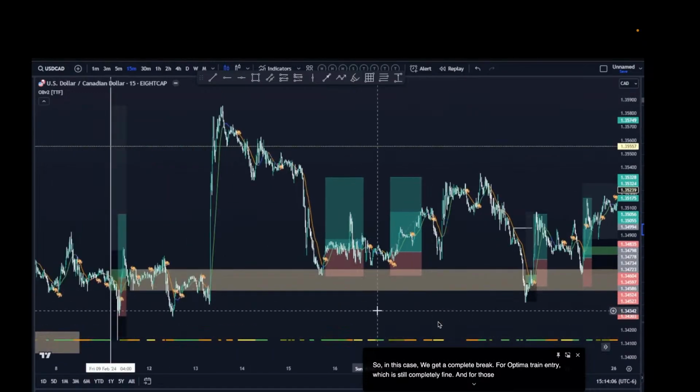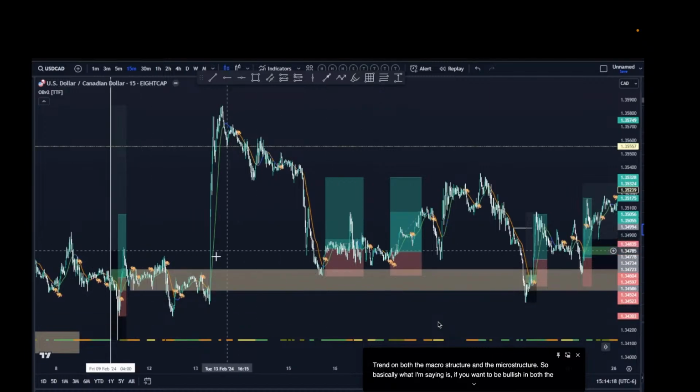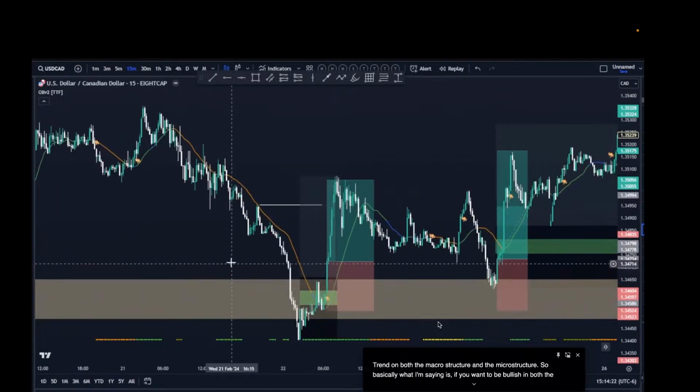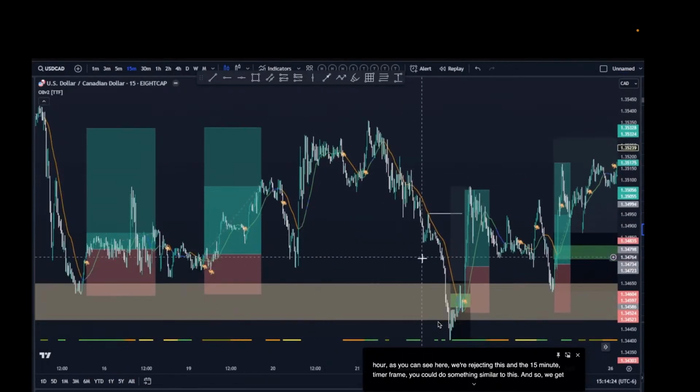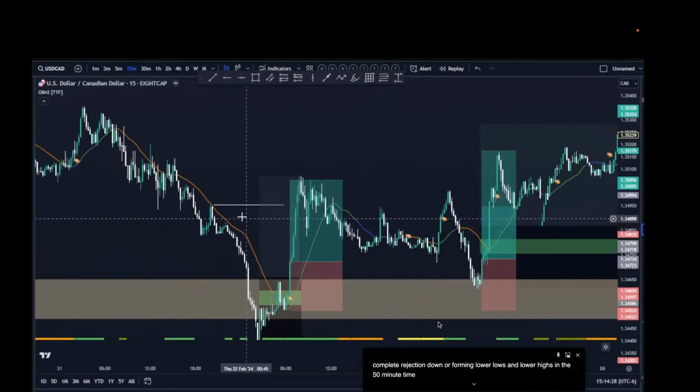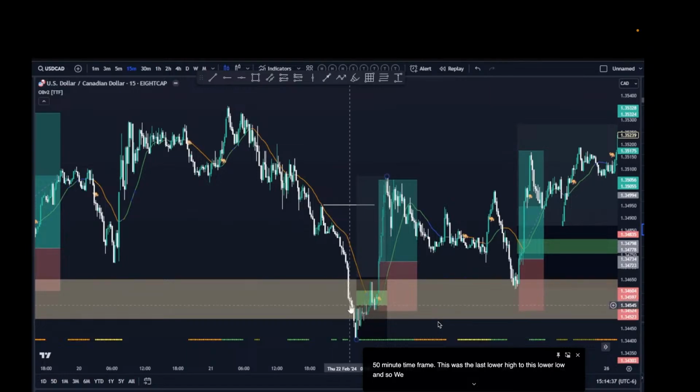And for those who want to be fully in trend on both the macro structure and the micro structure, basically what I'm saying is if you want to be bullish in both the 4-hour, as you can see here, we're rejecting this, and the 15-minute time frame, you could do something similar to this. And so we get a complete rejection down. We're forming lower lows and lower highs on the 15-minute time frame. This was the last lower high to this lower low. And so we get that rejection.